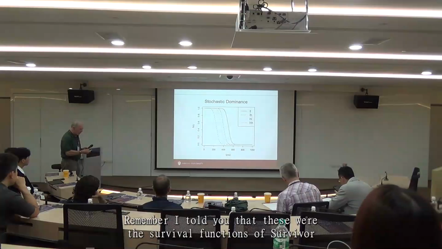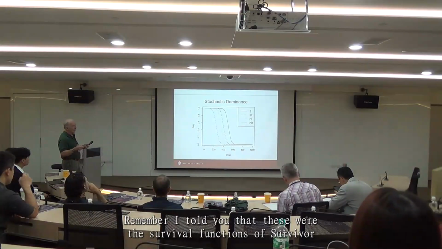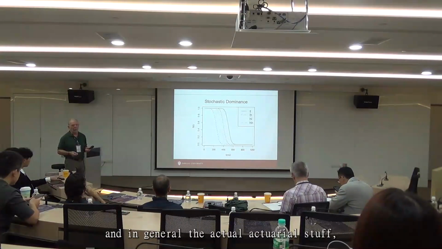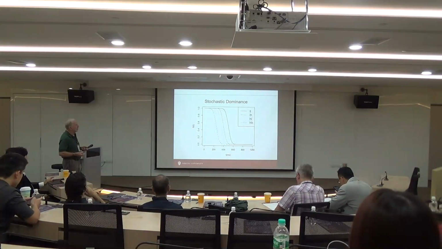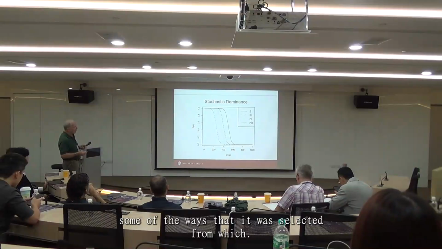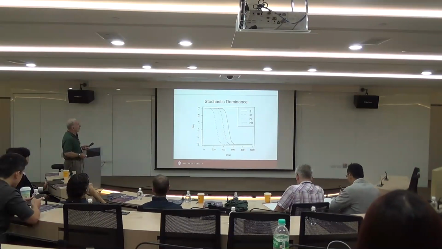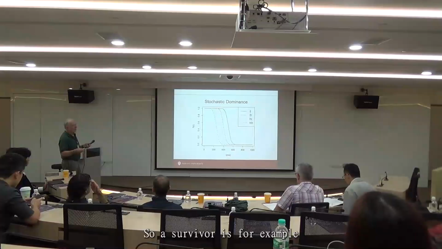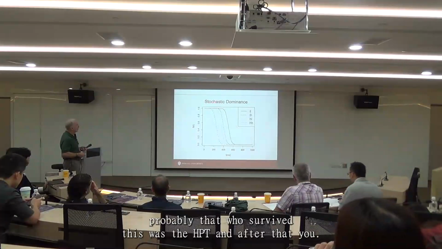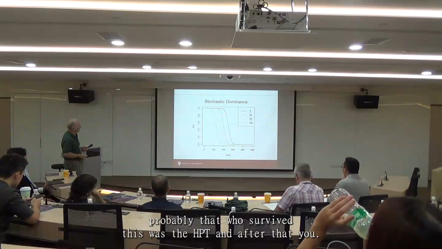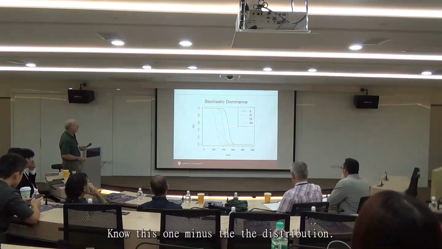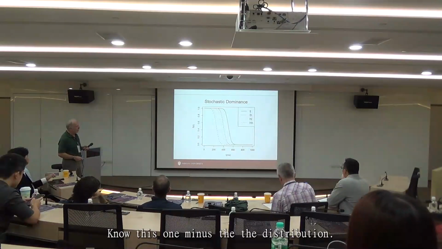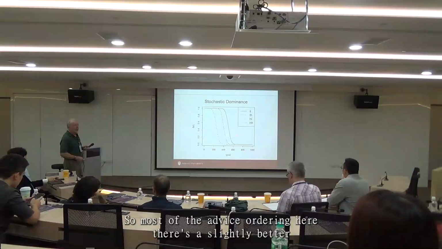Remember I told you that these are the survivor functions. Survivor is a name that came out of actuarial work and has been used since at least the 1800s, some going back to the 1700s. A survivor is, for example, the probability that you've survived this long, say to age 80, and after that you go down fast, or maybe some people have cancer or something and die earlier, but it's 1 minus the cumulative distribution function. So notice the nice ordering here.